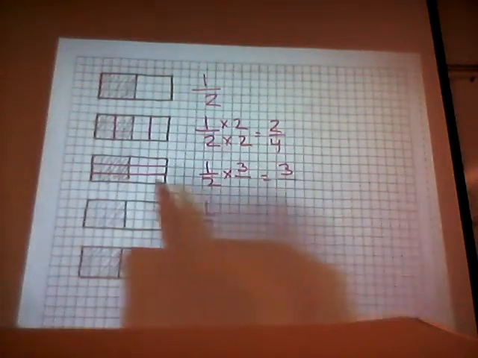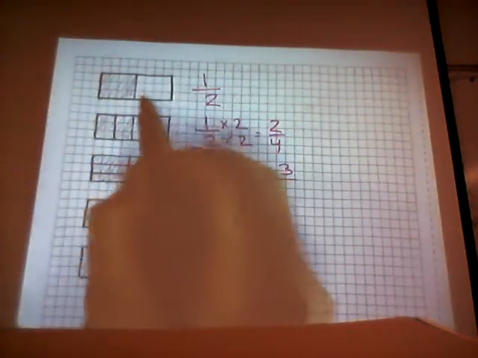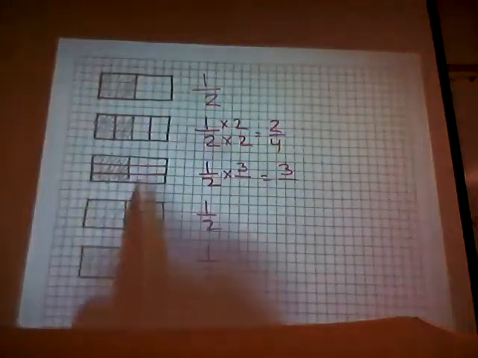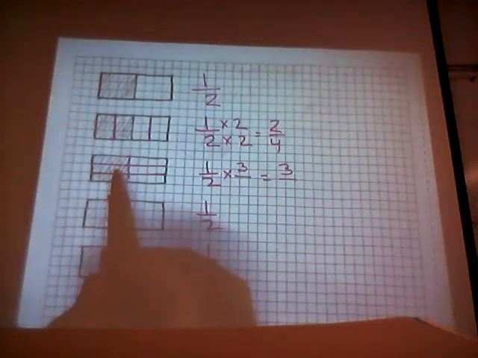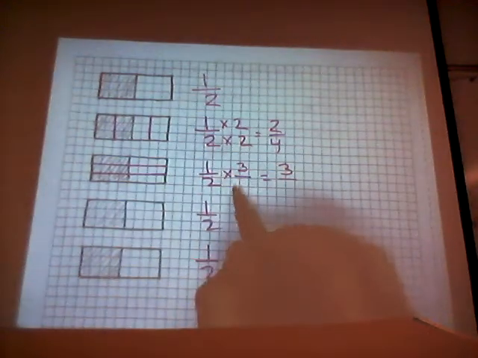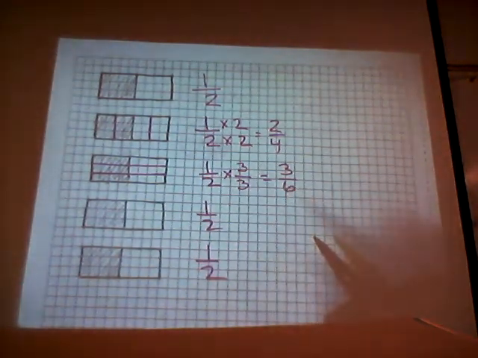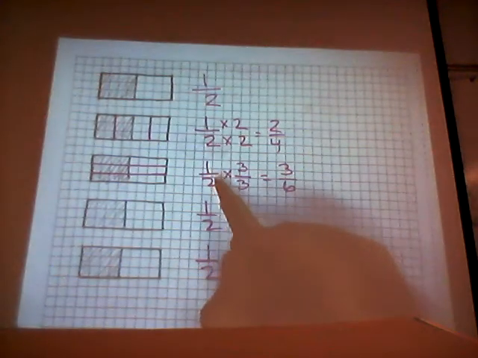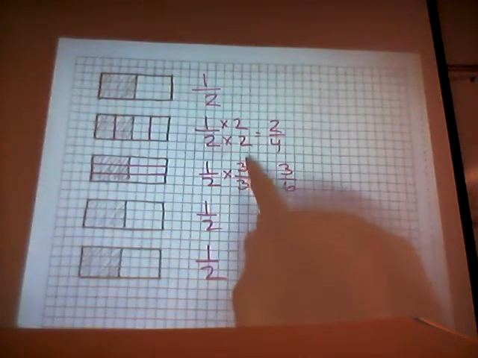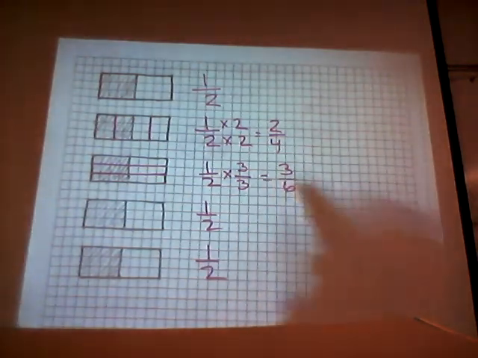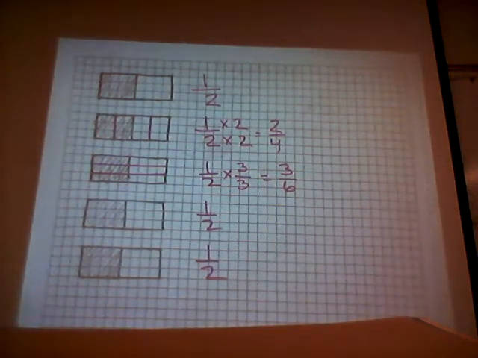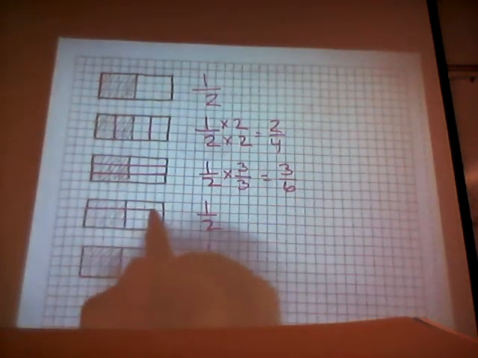So I tripled the number of pieces that I shaded. What I also did was I took the 1, 2 pieces that made up my whole thing, and now I broke it into 1, 2, 3, 4, 5, 6. I also tripled the number of parts in my whole entire shape. So when I multiply my numerator and denominator by the same number, that's all I have to do to rename my fraction. How exciting is that?